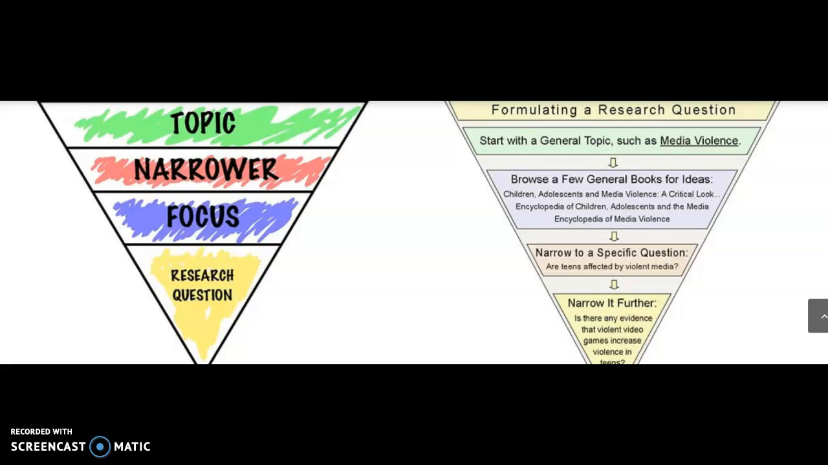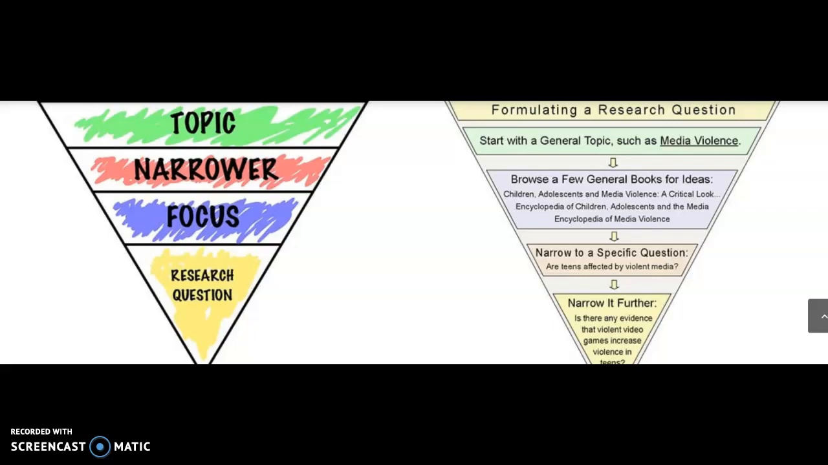Start with a general topic. Figure out what it is you're looking at. In your case, it is the struggle for independence of either Australia, India, South Africa, or a combination thereof. Then you're going to narrow that down. Figure out which of those countries you're going to be working with.